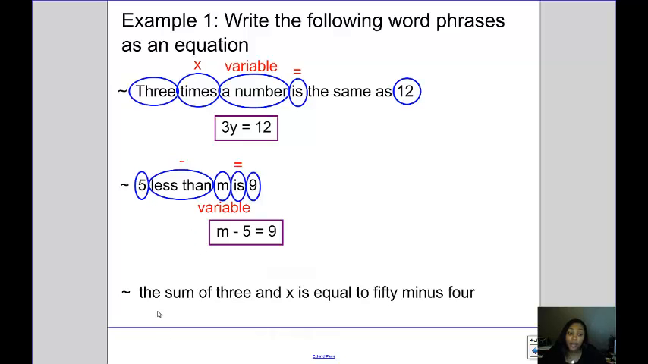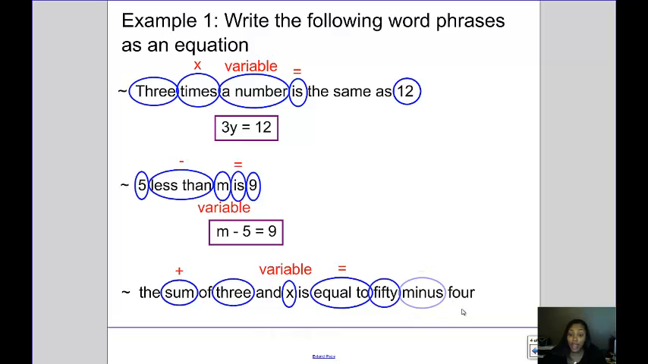Then we have the sum of 3 and x is equal to 50 minus 4. First we have the word sum, which is a clue word for addition. Then we see this number 3, so we know that's important. And we also see x, and we know that's going to be our variable. Then we have this equal to, which means that's going to be our equal sign. Then we see the number 50, we know we need that. We see the word minus, which means we're going to have some subtraction. And we also see the number 4.